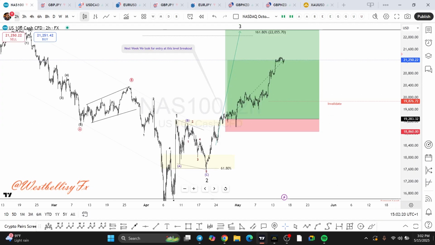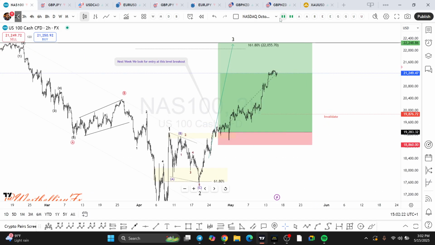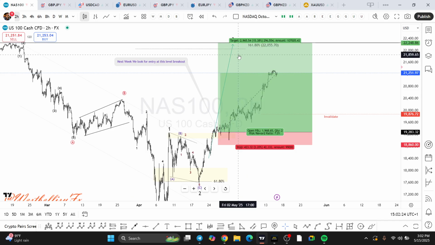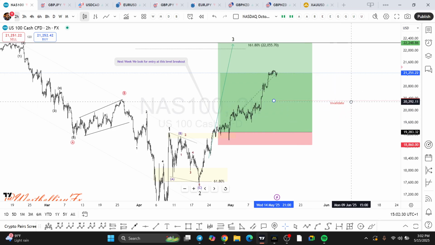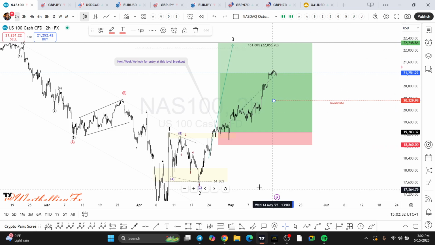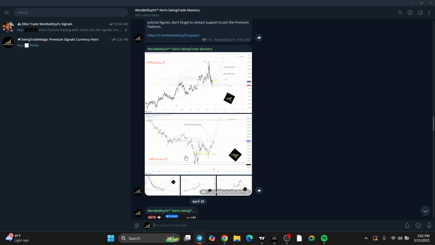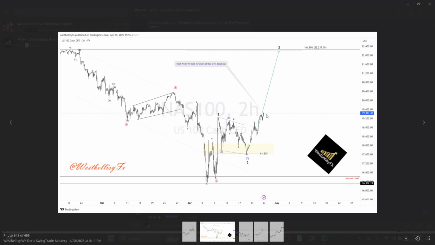Regarding the NAS 100, I'm still hoping it's going to get to our final target maybe this week or tomorrow. But before the market closes tomorrow, you can move your stop loss to somewhere here while you hold it to the final target. That is this trade here. So you can always trail your stop.